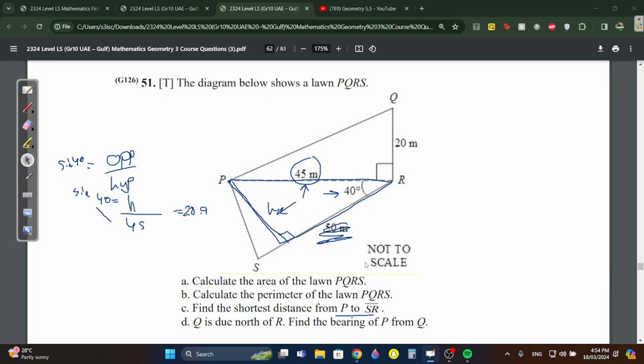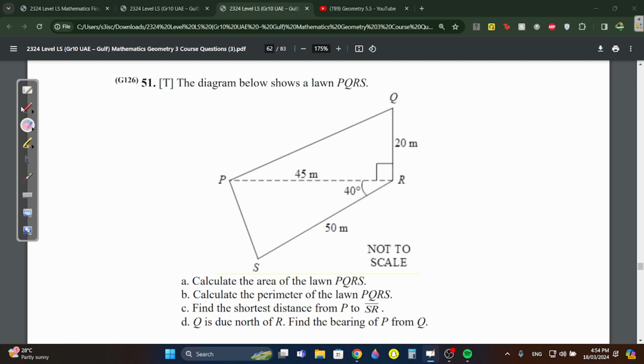Q is due north of R. Okay, this one's a bit tricky. They want the bearing of P from Q. So from Q, I have to rotate until I reach P. They want this rotation. Obviously, this much is 180 degrees, right? But I want to know this leftover part.